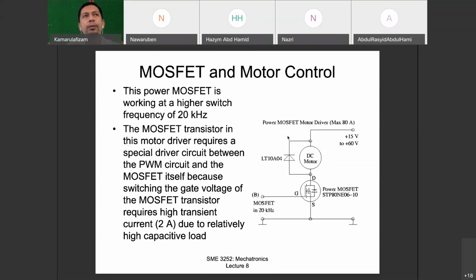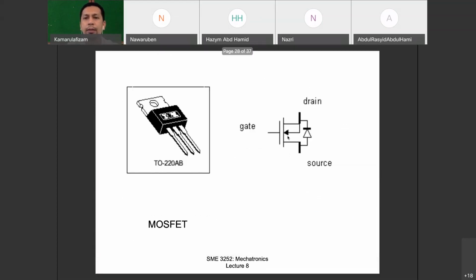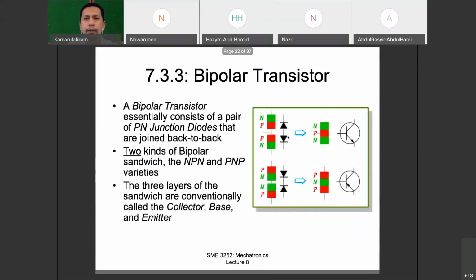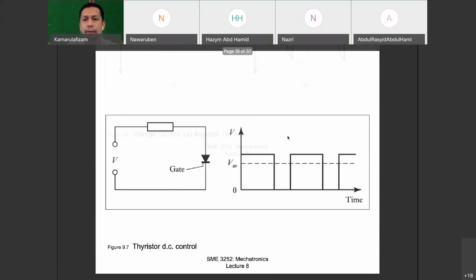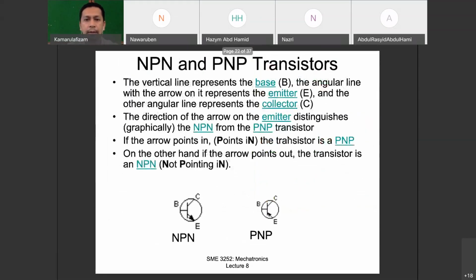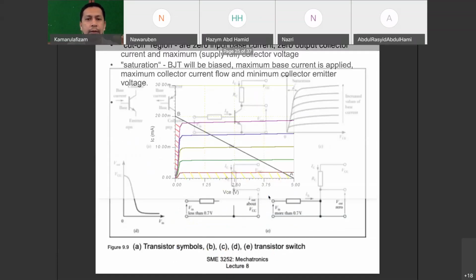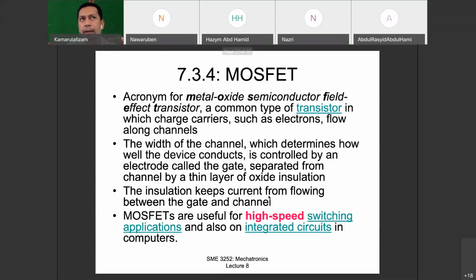MOSFET biasanya guna untuk high current dan juga high voltage. Transistor tadi yang kecil tu biasanya paling kuat pun berapa volt dia lah boleh pakai. Transistor dia 3-legged punya device, very small. Dia biasanya untuk low current. Transistor you control current, you control voltage in the output. Dia terbalik macam MOSFET. MOSFET you control voltage dekat dia punya input, you control dia punya current flow.